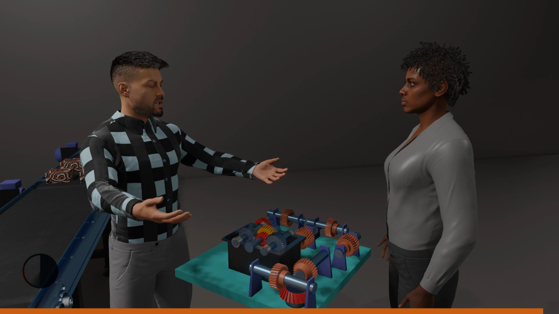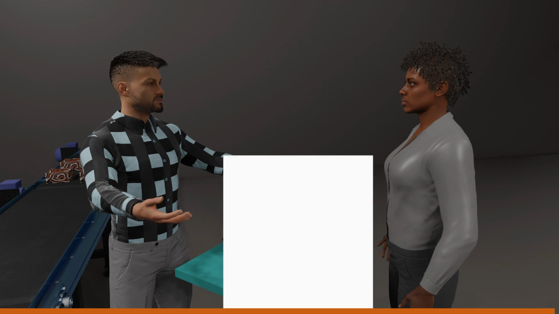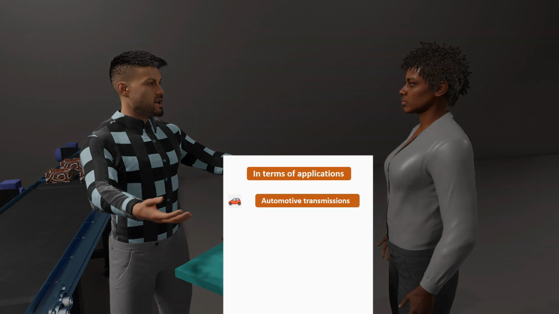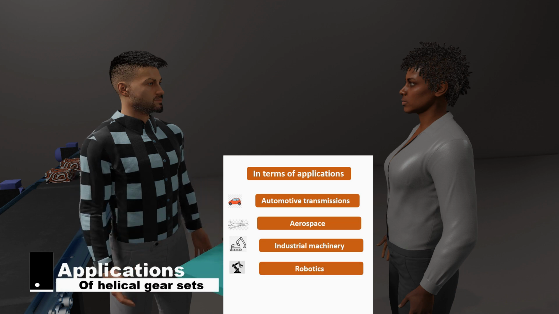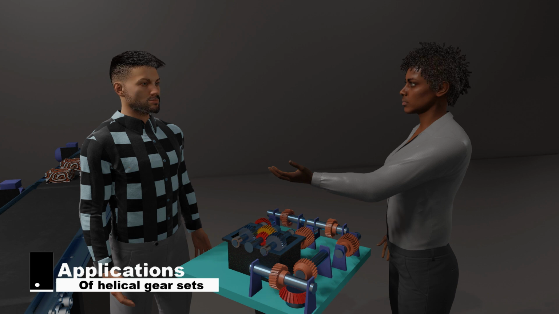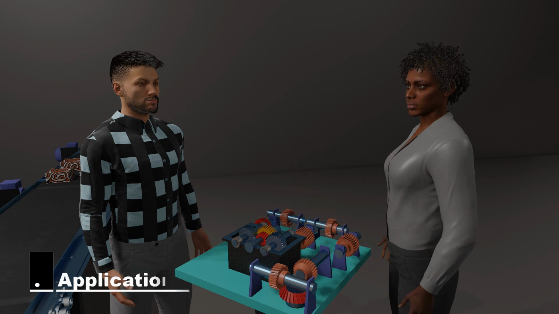Overall, there are several different types of helical gears. Each of these gears is suited for different applications and operating conditions, which are automotive transmissions, aerospace, industrial machinery, and robotics. In automotive transmissions, they are used to transmit power from the engine to the drive wheels.